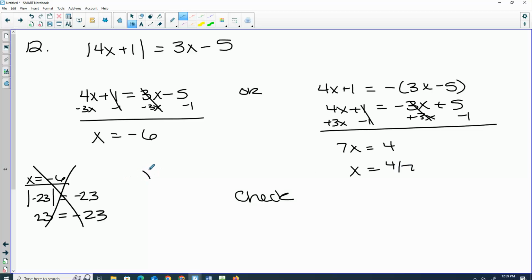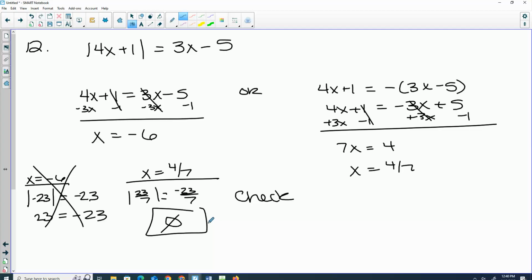Alright, let's try the 4 sevenths. So if I plug that in, that would give me the absolute value of 16 sevenths plus 1, so 23 sevenths equals 12 sevenths minus 5, so negative 23 sevenths. Does that work? No. So what should the answer really be on this one? No solution. Looks like I crossed off one of my solutions and I just left the other one. No solution on that one.